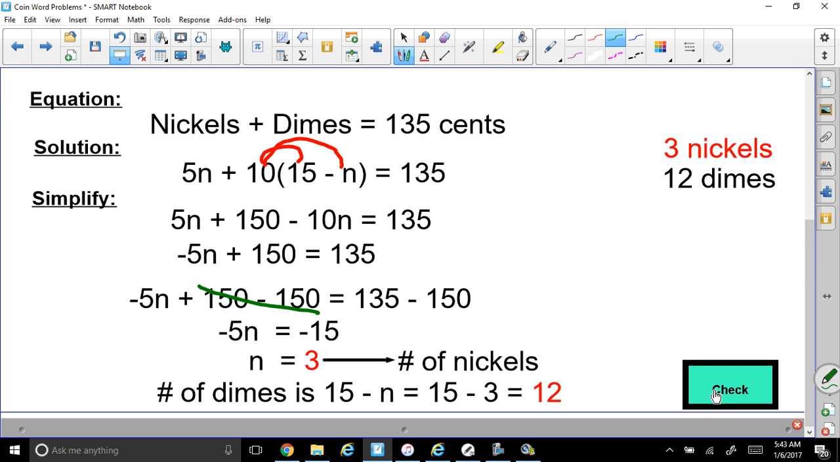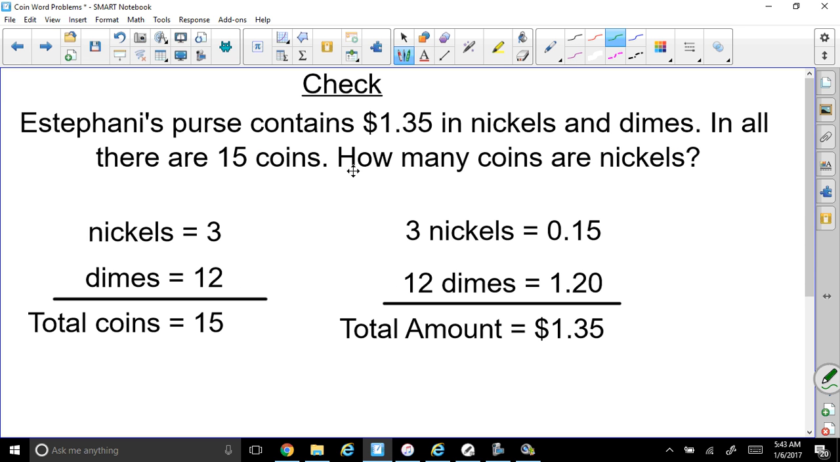Let's check this out. So we said her purse contains $1.35 in nickels and dimes only. So there are 15 coins in all. Well, we said 3 of them are nickels and 12 are dimes. If we add that up, that does add up to 15. But let's check out the value of these quantities. If you have 3 nickels, that's 15 cents. If you have 12 dimes, that's $1.20. If we add it up, it should add up to $1.35. Does it? Then you have got the right answer. So that was a great problem as well.